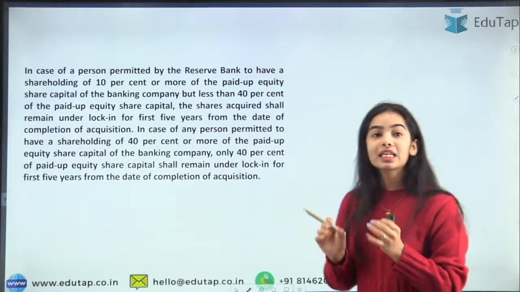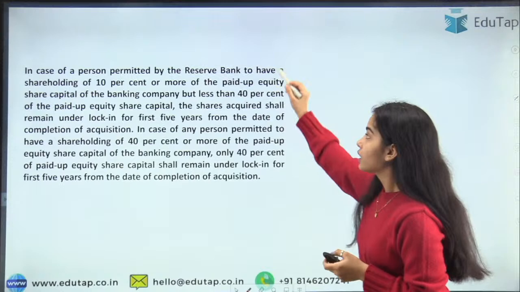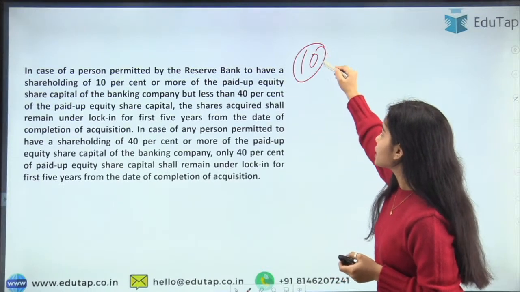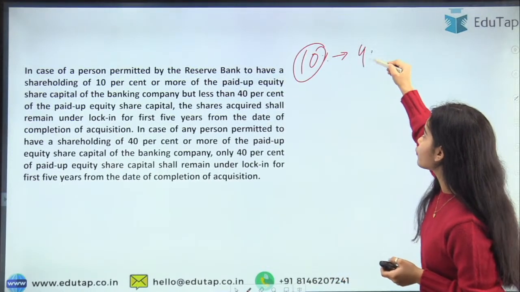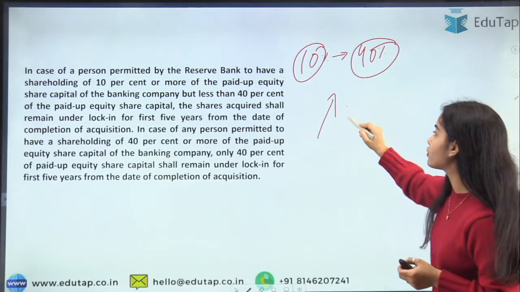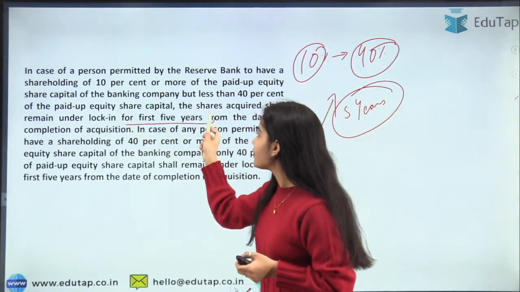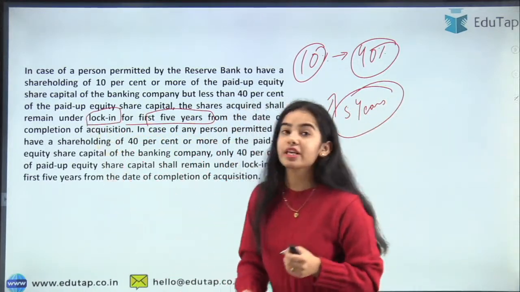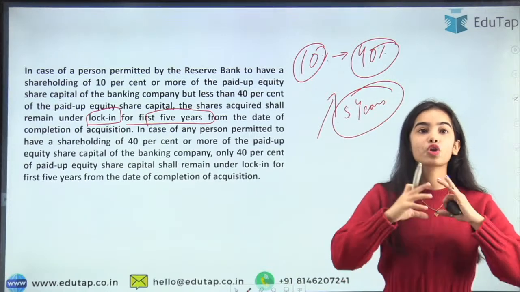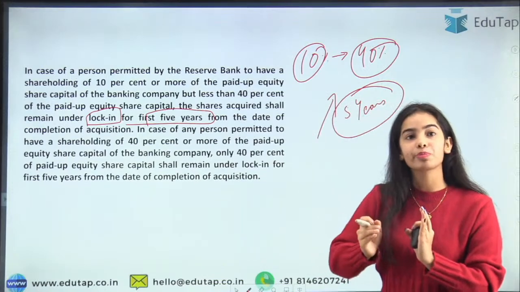Okay. So here there is one more important information that you need to know: if the shareholding is of 10% or more than 10%, but up to 40%, the shareholder has to keep this in the lock-in for 5 years. So for the first 5 years, there is the lock-in that happens if the natural person or the legal person has more than 10% of the shares and less than 40% of the shares.